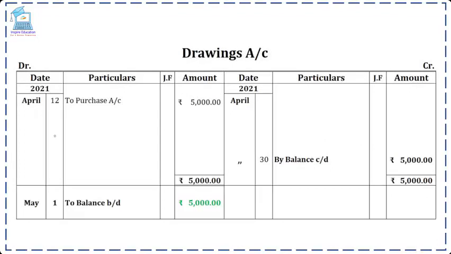Next is drawings. Only one drawings entry. Drawings account debit to purchase. So we have posted in this. So this balance is called again debit balance.